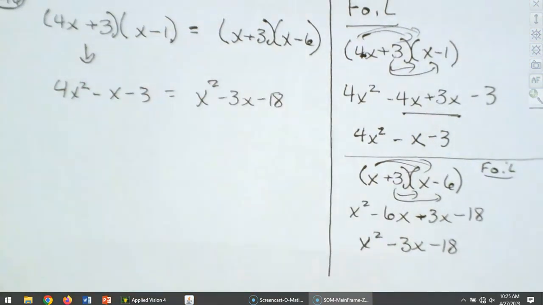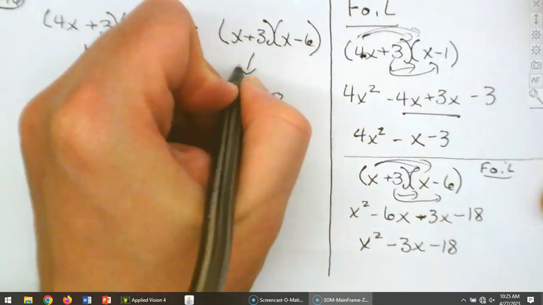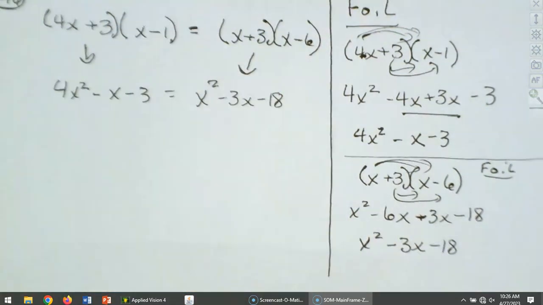So I'll give you a second to digest that. So what did we do? We had to FOIL both sides out. So we did that. So that required us to FOIL twice. Now, if we want to use the quadratic formula, what must we do? We must make sure that it equals 0.